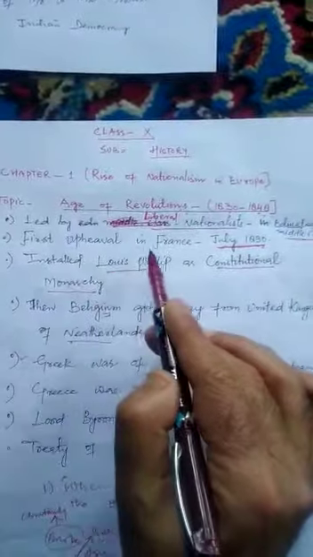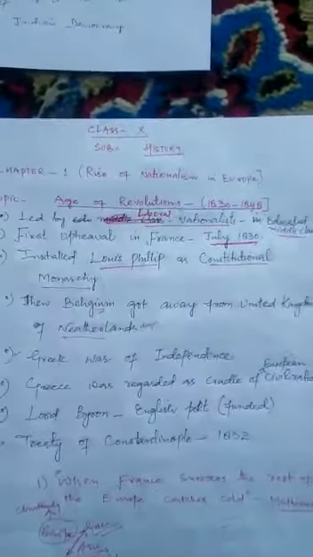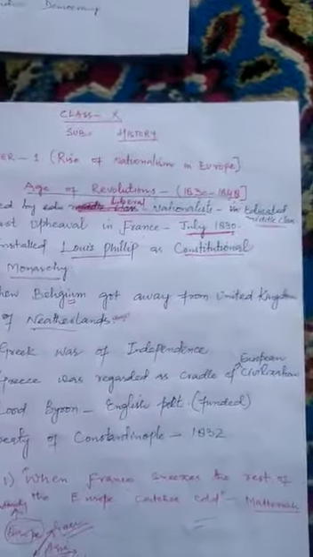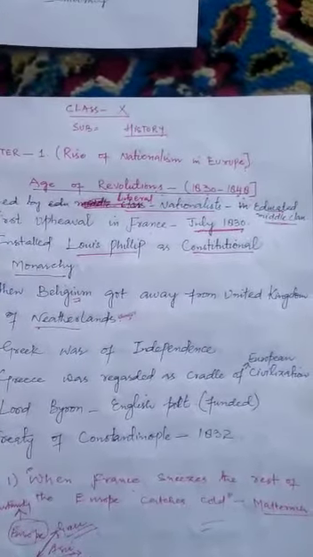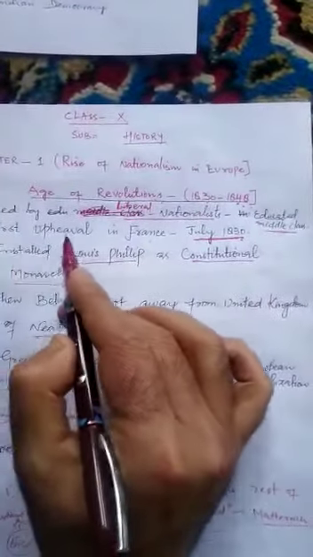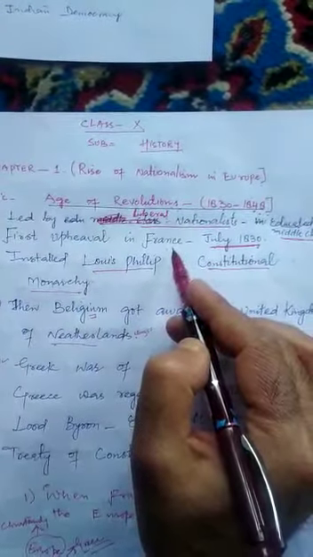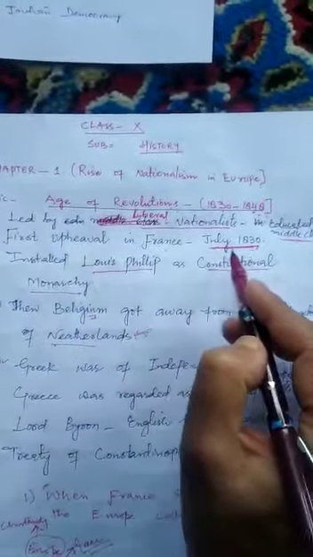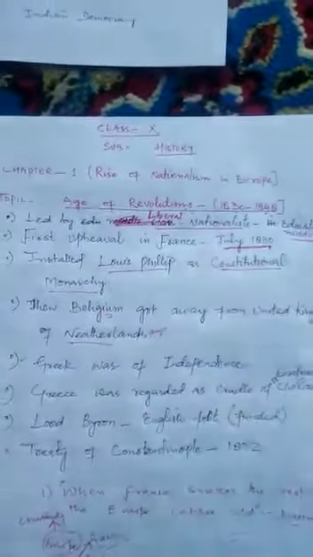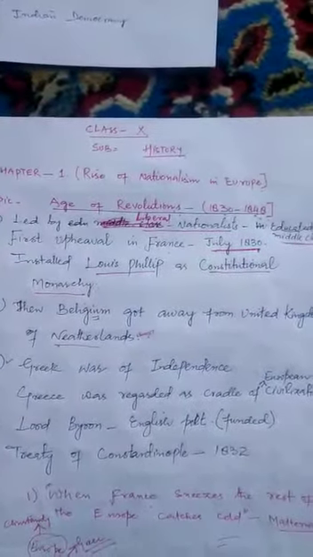The first upheaval took place in France in July 1830. It is also called the July Revolution of 1830, because this revolution took place in July. Clear? So we saw that the first disturbance took place in France, in July 1830. In that revolution, Louis Philippe was installed as constitutional monarch.